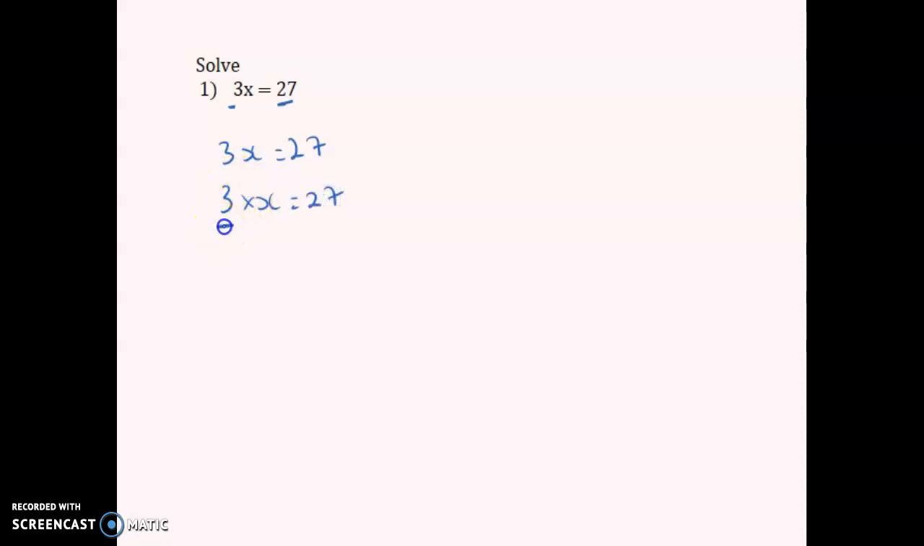So if I want to find out the value of x, I need to get rid of this 3. So I will do the opposite of whatever it's doing here, the operation that it's performing here. So I will write back x is equal to 27 divided by 3. So then x will be 9. So that is the end of my first question.